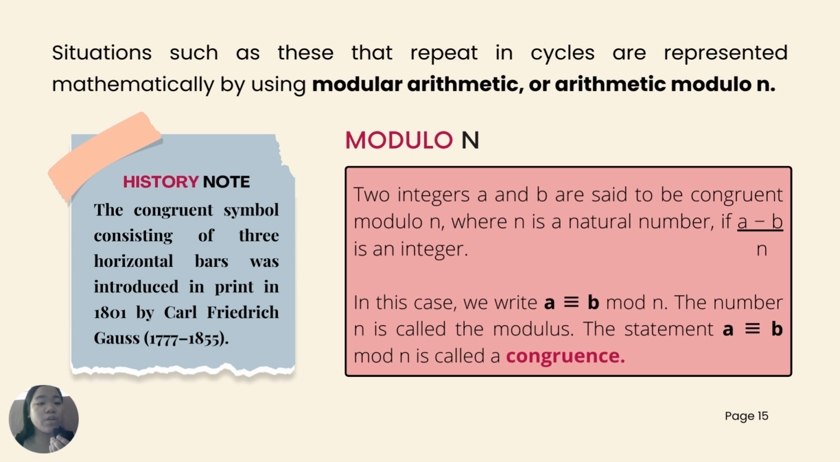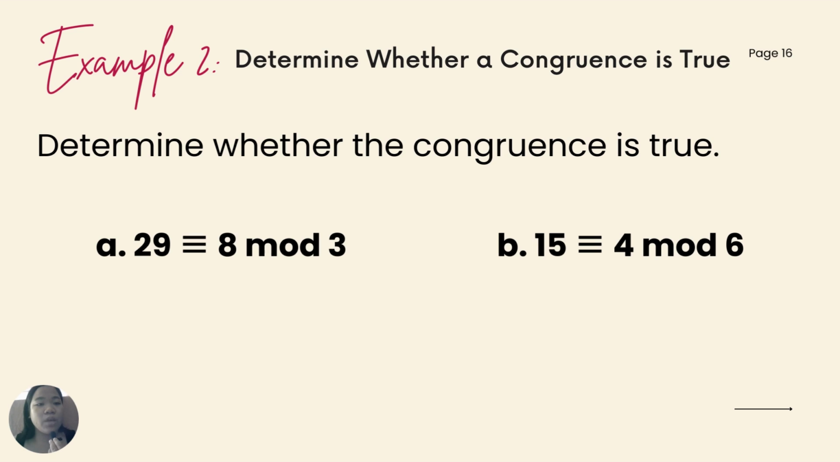Also, there is a history note here. The congruent symbol consisting of the 3 bars, ang symbol sa congruence, it was introduced in print in 1801 by Carl Friedrich Gauss. Siya man gyapon ang nag-introduce na. Okay, ari class. May ara ta diri example. Answeran ta ning letter A, and then pagkatapos answer sa letter B.